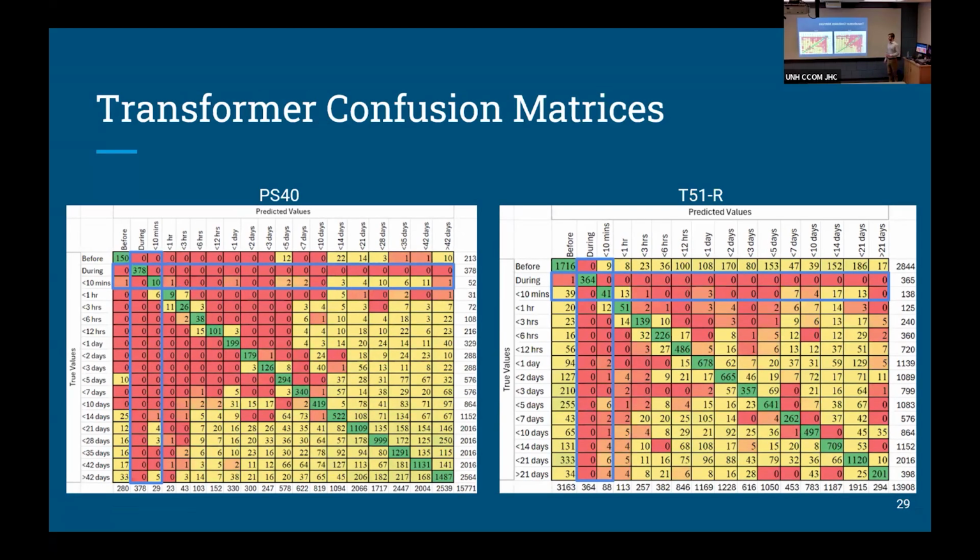The transformer had a lot of the same information. Again, during exposure, nearly perfect accuracy. Later on, not as perfect. But what you do see, looking especially at the PS40 along the bottom right area, is a lot of yellow values. That's saying, hey, we know it's after exposure, but we don't know how much. It doesn't know if it's 3 days after, or 2 weeks, 3 weeks later. But especially during exposure, you can see obvious predictions being correct.